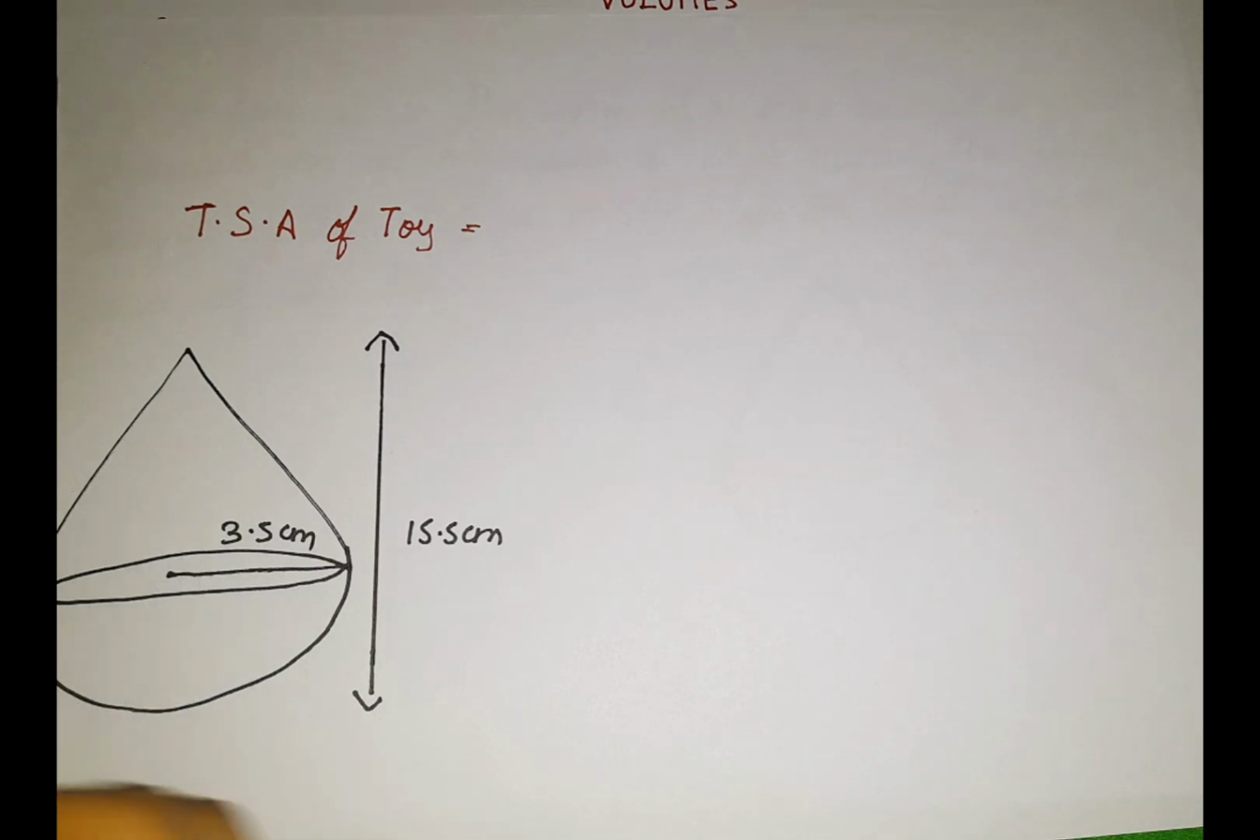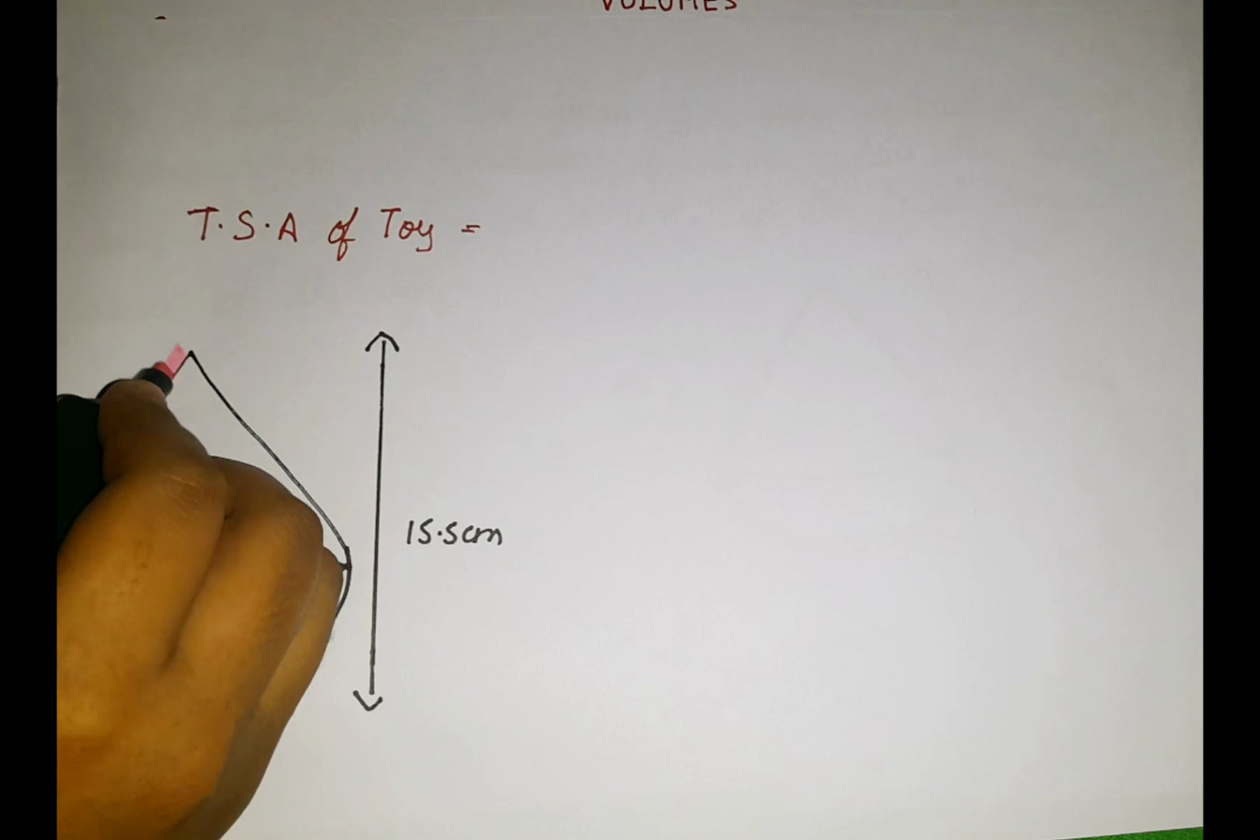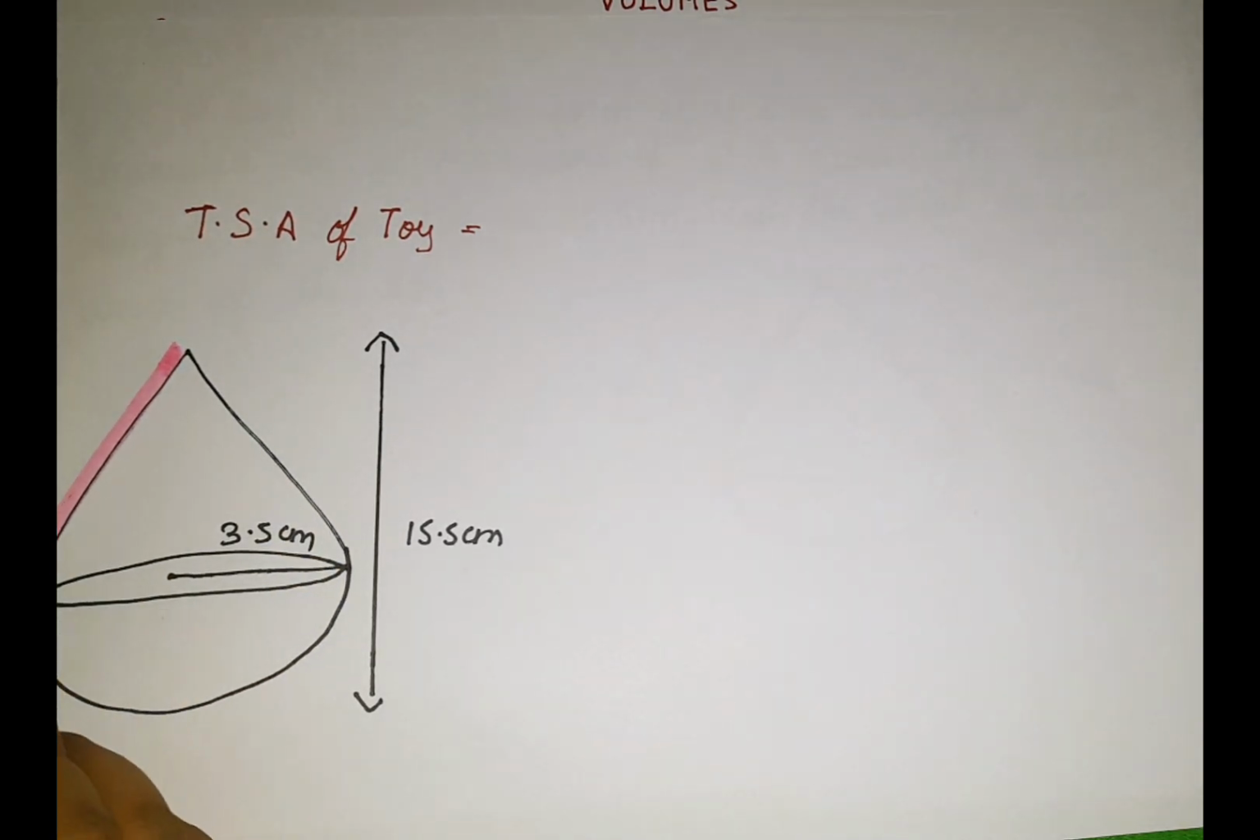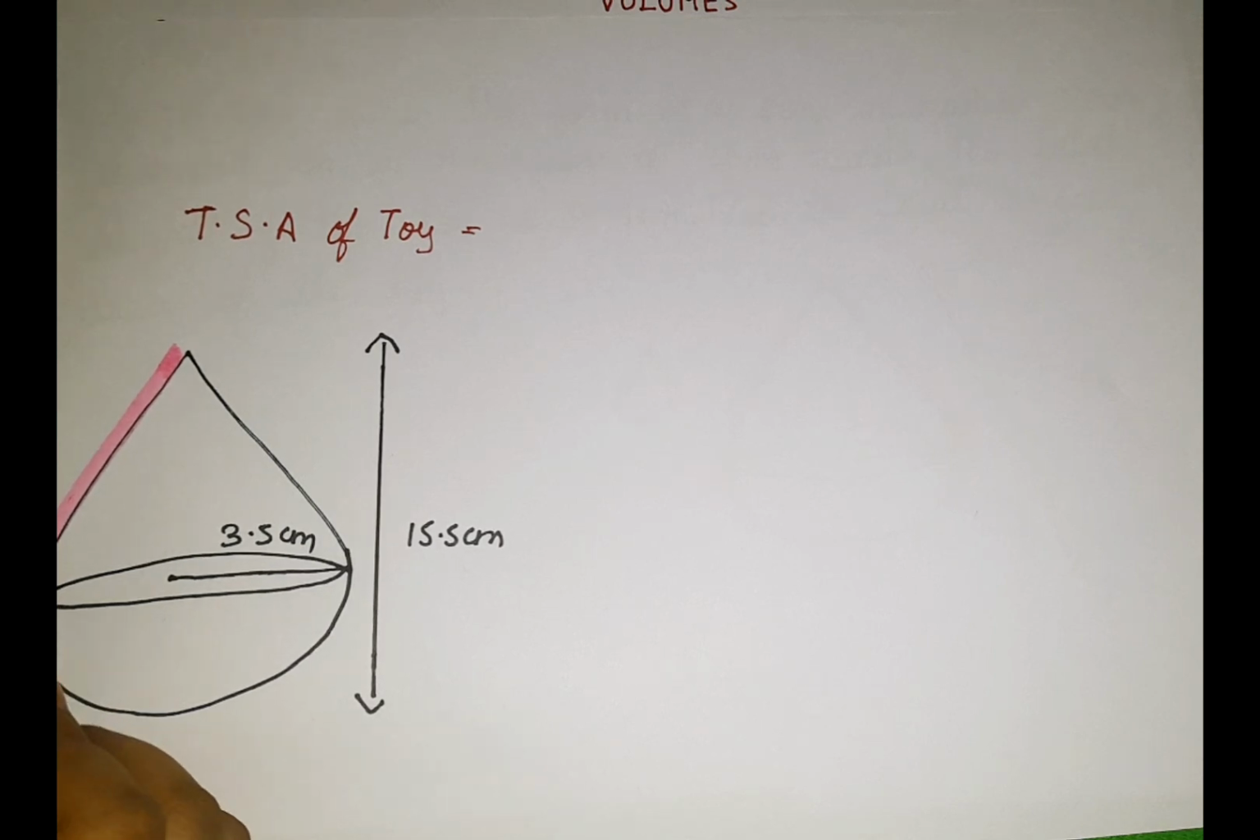Since you guys know, I'm going to be finding the curved surface area of cone as well as hemisphere. Why? Because I'm able to paint only the outer part, only the curved part, am I right? The curved part of the cone as well as the hemisphere.